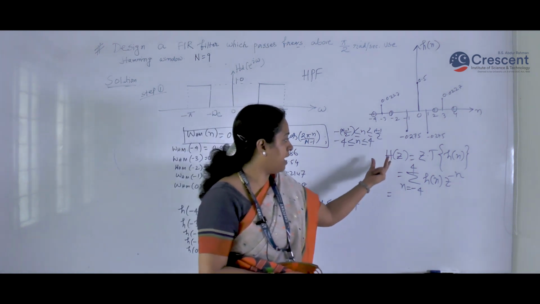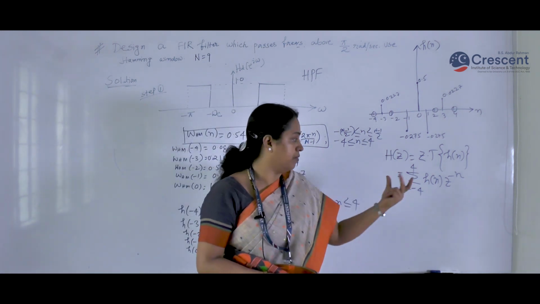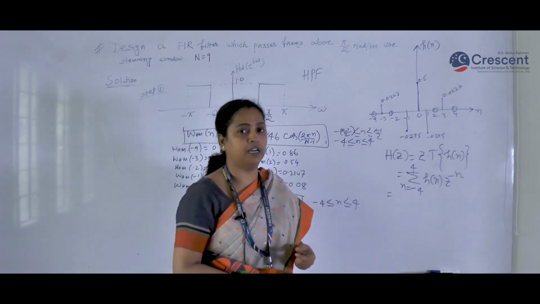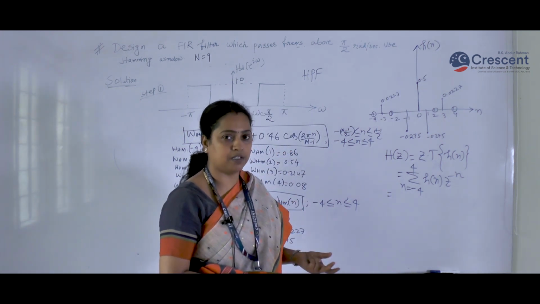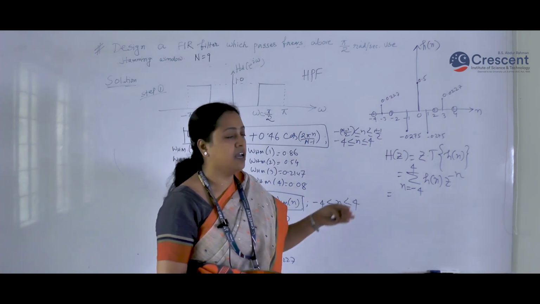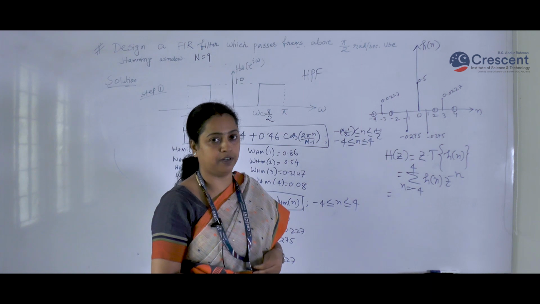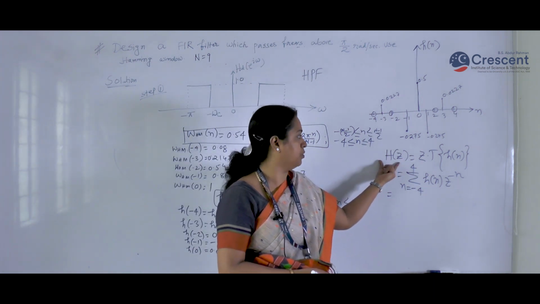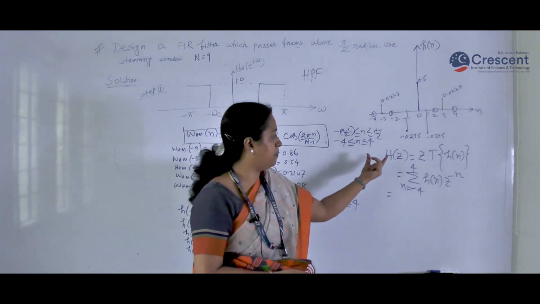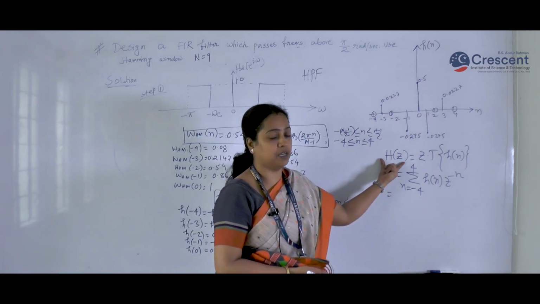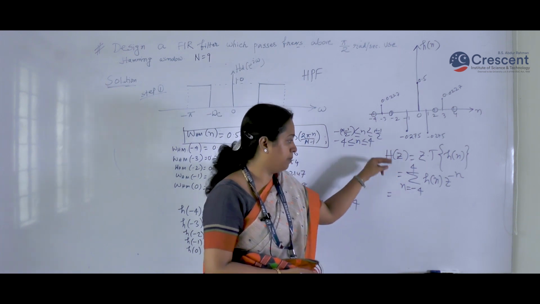To realize this kind of filter, we do not have the components, because we cannot implement the filter in terms of z power 4, z power 3, etc. We need the delay elements. So the filter we are getting here is not a physically realizable filter. To make the filter physically realizable, we need to multiply this H(z) by z power -(n-1)/2. We will be doing it later.